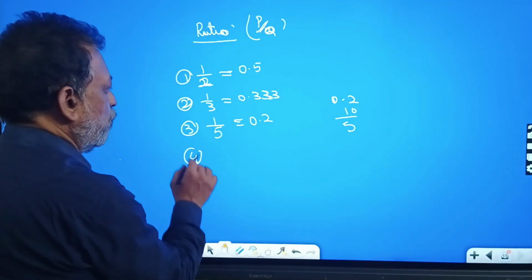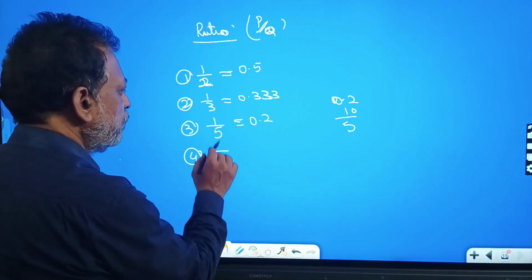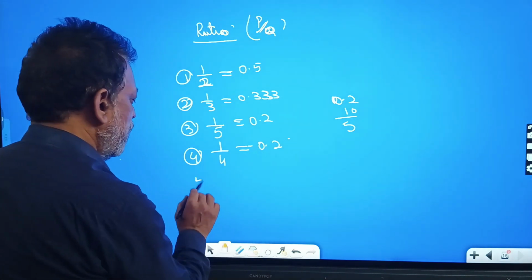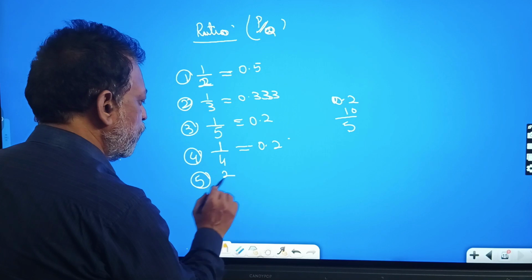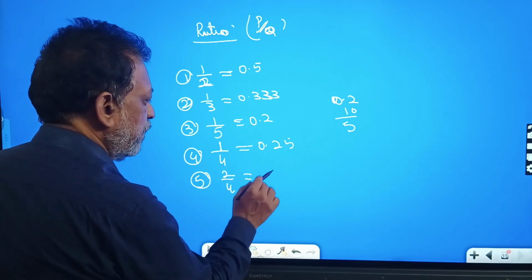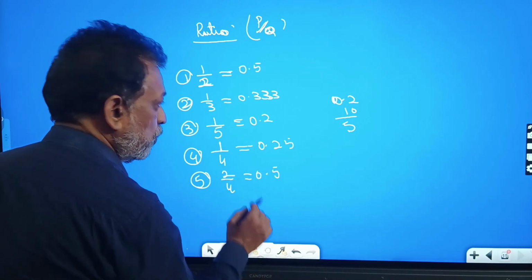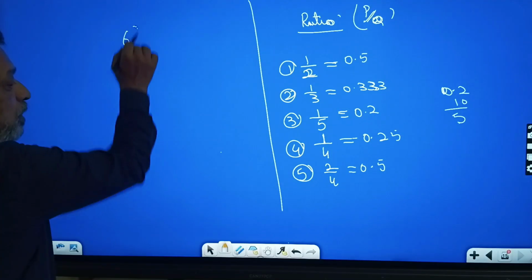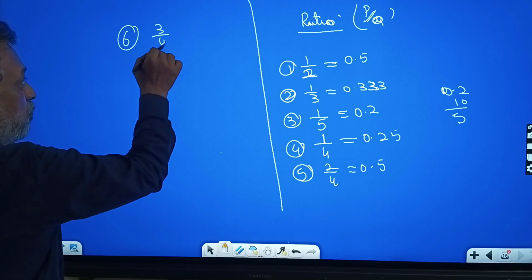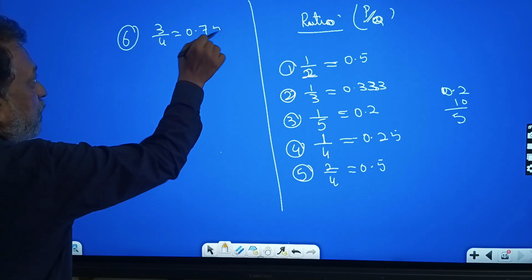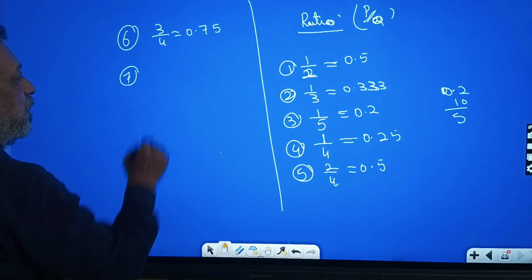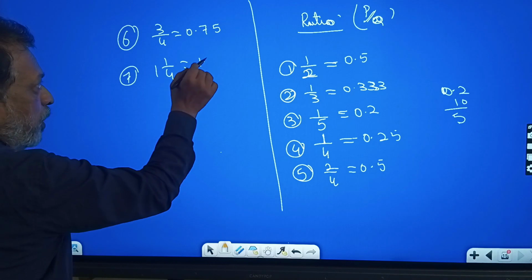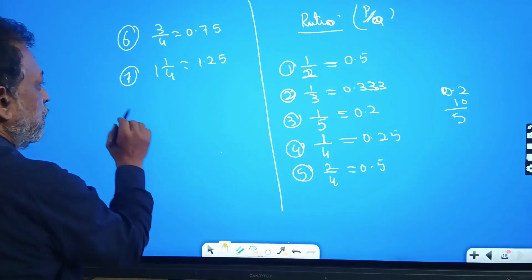Now the fourth one, 1 by 4. 1 by 4 is 0.25, immediately you have to write, and 2 by 4 is 0.5. Next, 3 by 4 is 0.75.